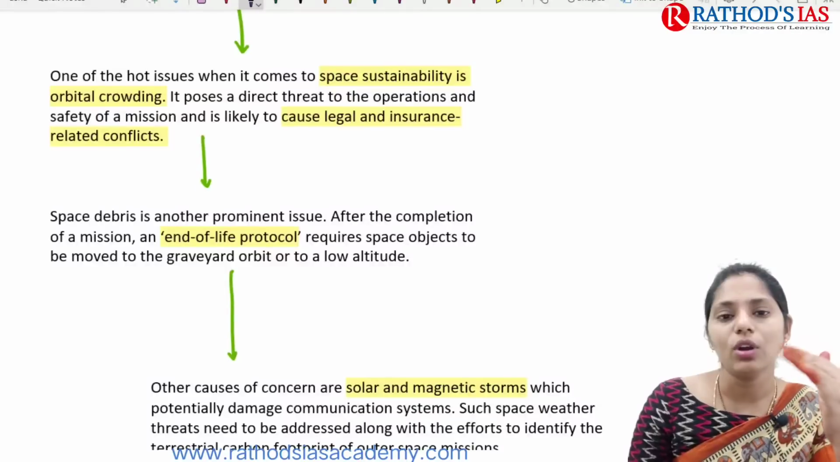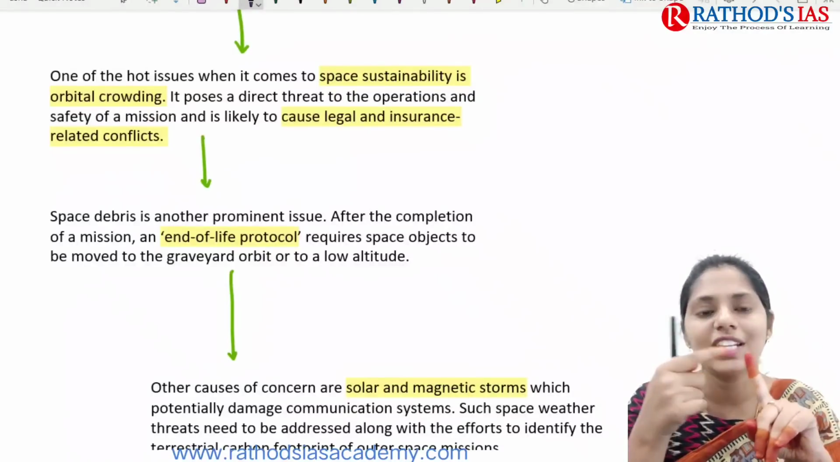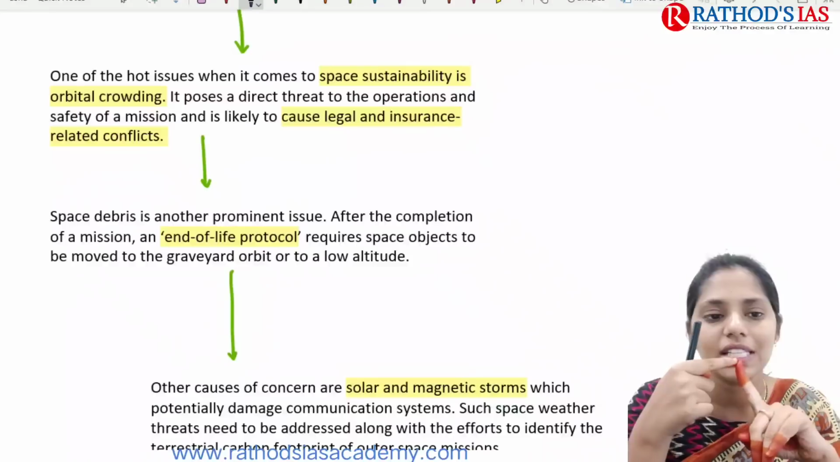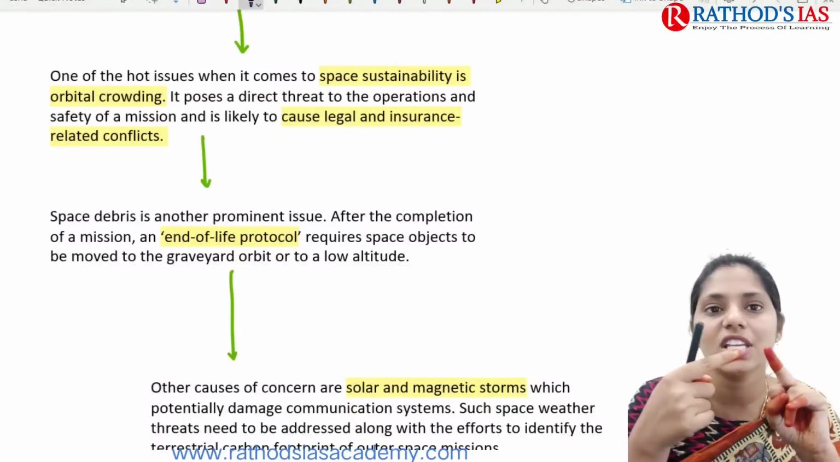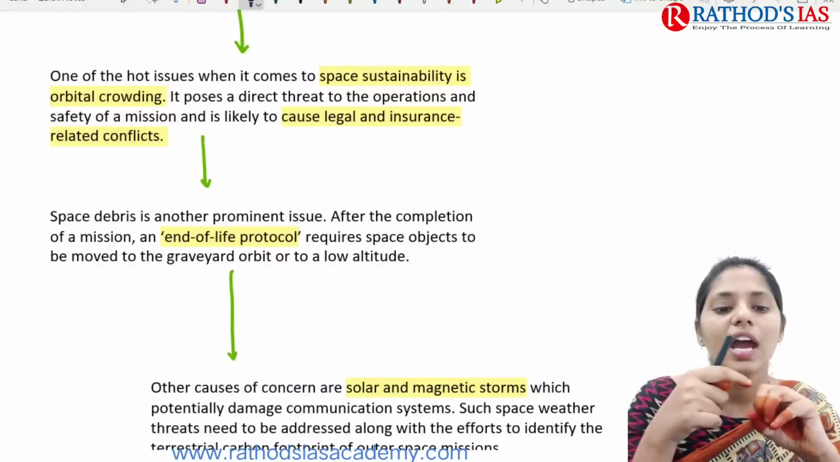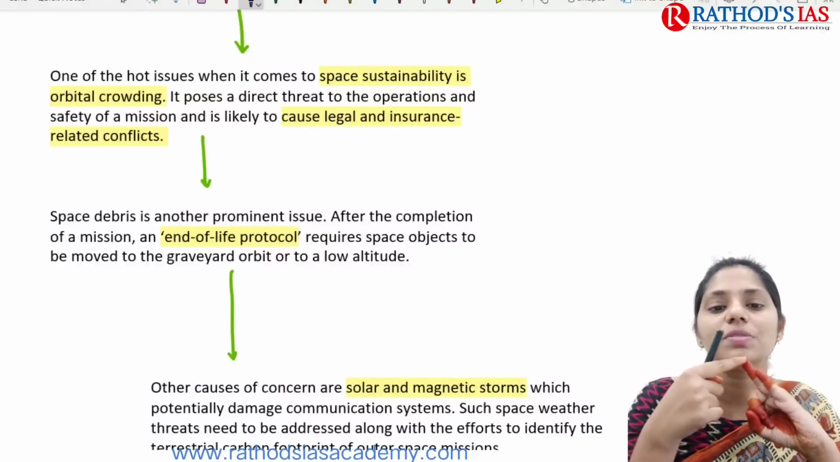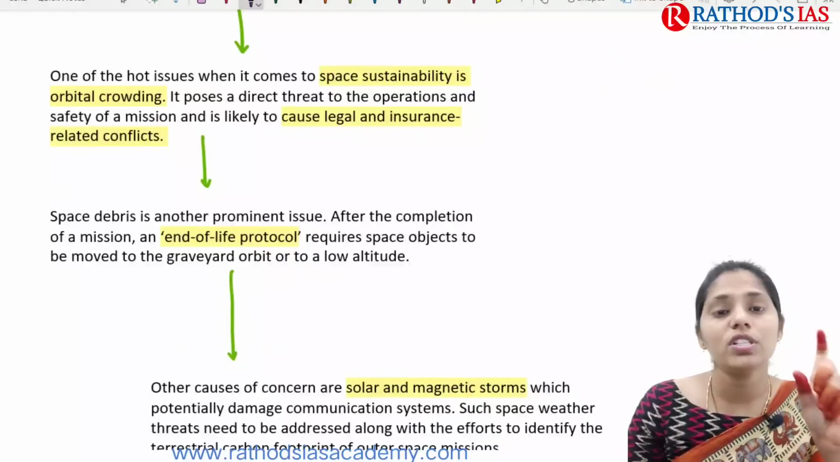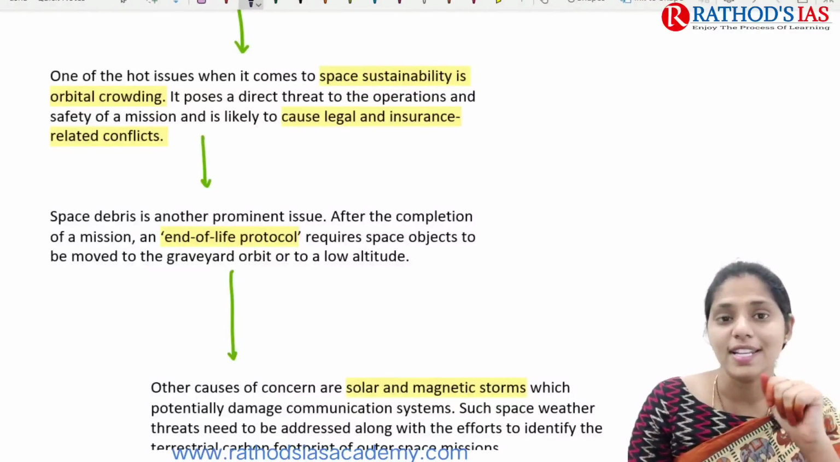For example, if you're talking about space sustainability, we are seeing orbital crowding. There is an increase in the number of satellites in the orbits, and there is also a direct threat to the operations and the safety of the machines. Next, space debris is one of the prominent issues. There is increasing space debris, and because of this we came up with the concept of POEM of ISRO that we already discussed.